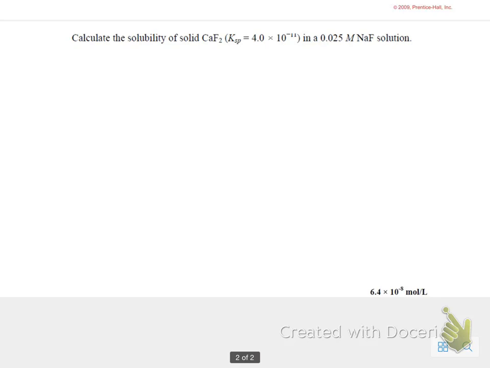Okay, so we want to calculate the solubility of solid calcium fluoride in a 0.025 molar sodium fluoride solution. So this is a +1 alkali metal, so this is going to be completely soluble. So wouldn't you agree that if I have 0.025 moles of this and I put it in water, I'm going to end up with the same concentration of the fluoride ion? Alright, so let's first set up.